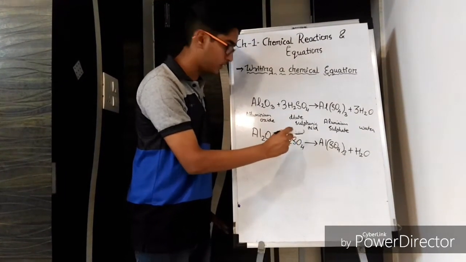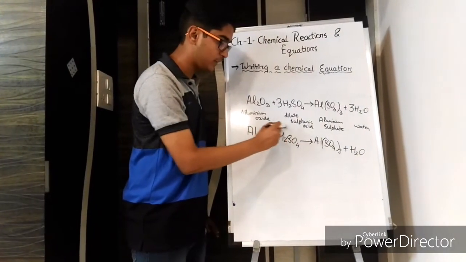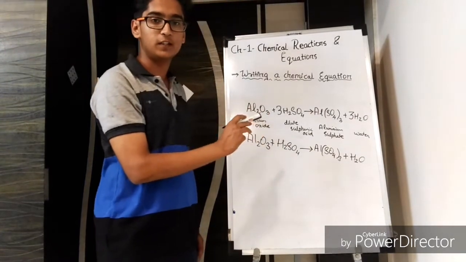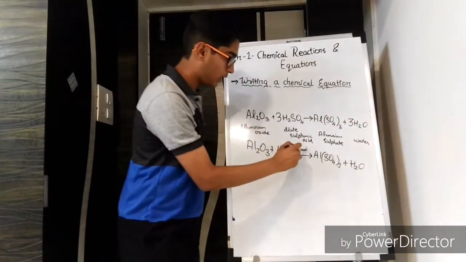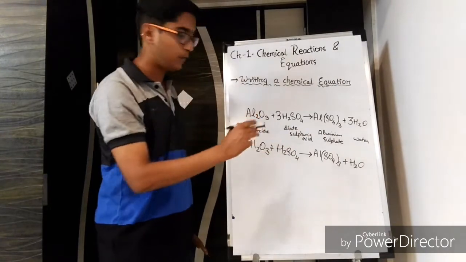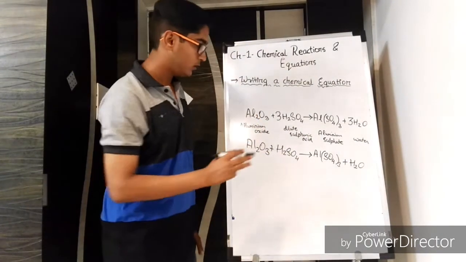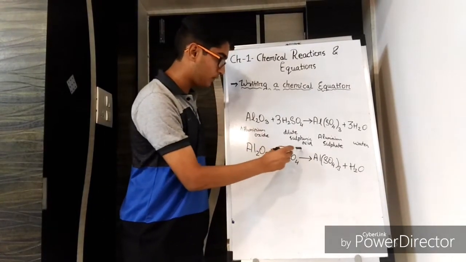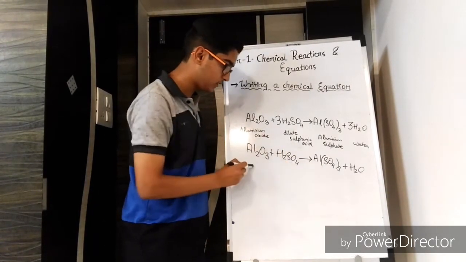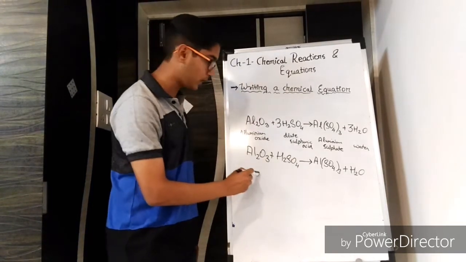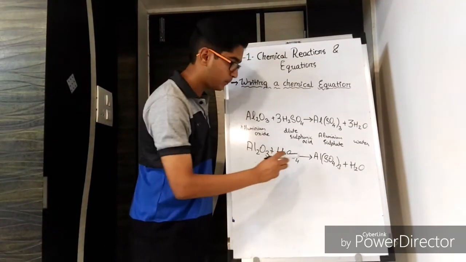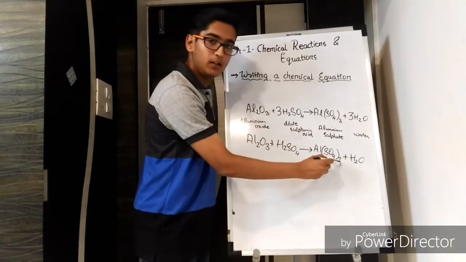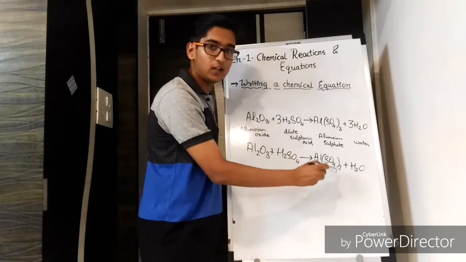Like in maths, we have the equal to sign. The left hand side of the equal to sign is referred to as LHS, that is left hand side, and the right side of the equal to sign is referred to as RHS, that is right hand side. Similarly, the left side of the arrow, that is the reactant side, is referred to as LHS, and the right hand side of the arrow, that is the product side, is referred to as RHS.